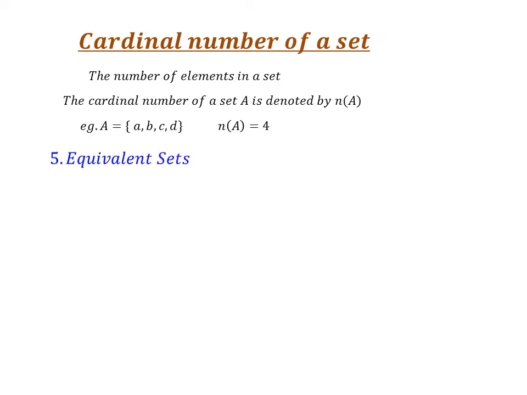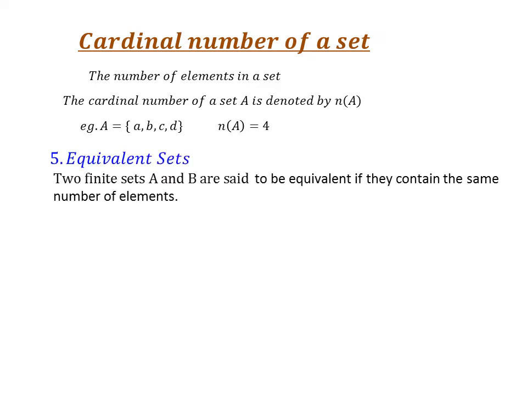Next one, equivalent sets. Two finite sets A and B are said to be equivalent if they contain the same number of elements. If a set A contains 4 elements and B contains 4 elements, then the two sets A and B are equivalent sets. It is written as A equivalent B. This is not an equal symbol. This is equivalent. The symbol means equivalent symbol.